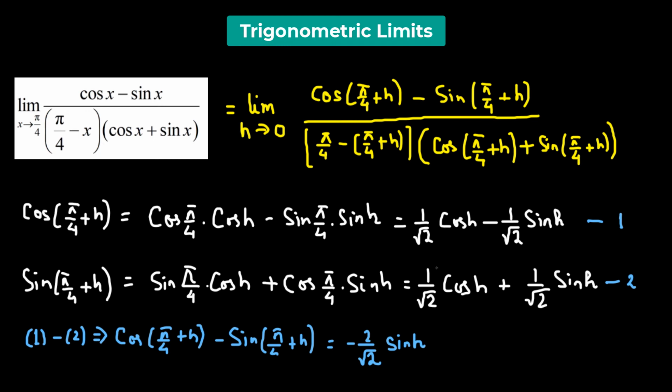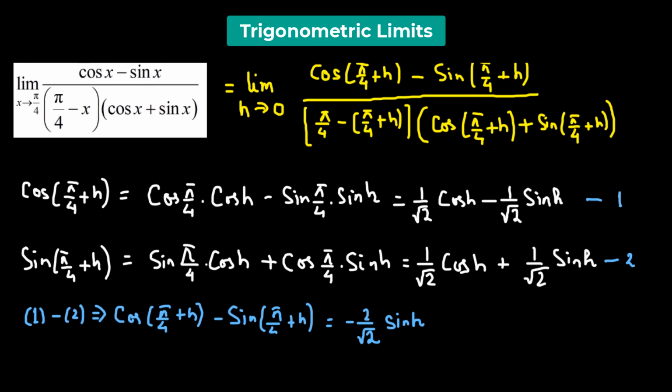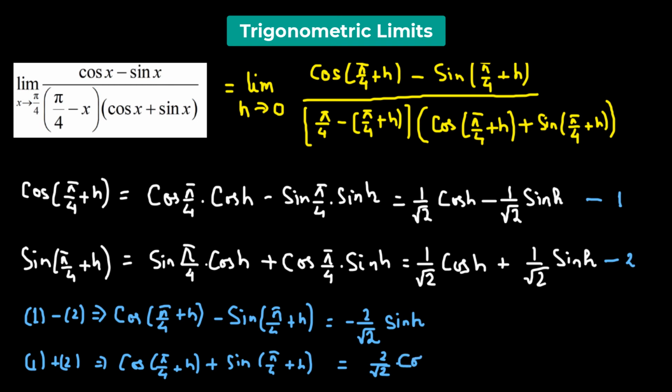So the 1 over root 2 cosine of h gets cancelled, and next what we're going to do is add 1 and 2. So adding 1 and 2, that means we have cosine of pi over 4 plus h plus sine of pi over 4 plus h. So that is going to yield 2 over square root of 2 times cosine of h. Now let us substitute this value into our function.